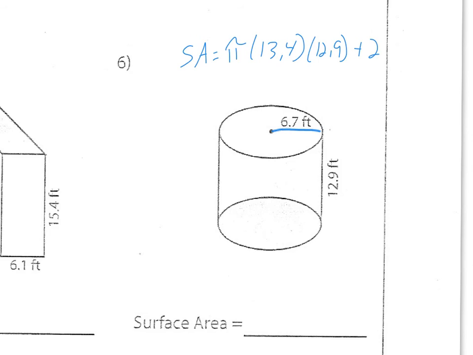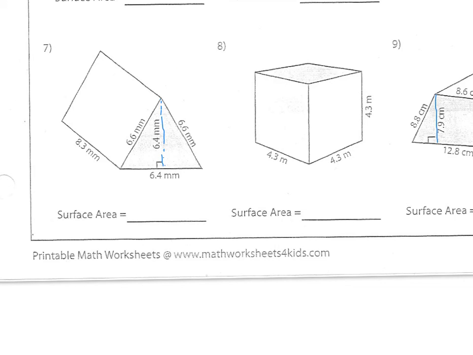R is 6.7. An extra set of parentheses in there that I don't need. 2 pi times r, which is 6.7 squared. And again, that's calculator ready if you want to punch that in just as it is, or I would probably simplify it a little bit first and do this part and that part and then add them together just to make your life easier.